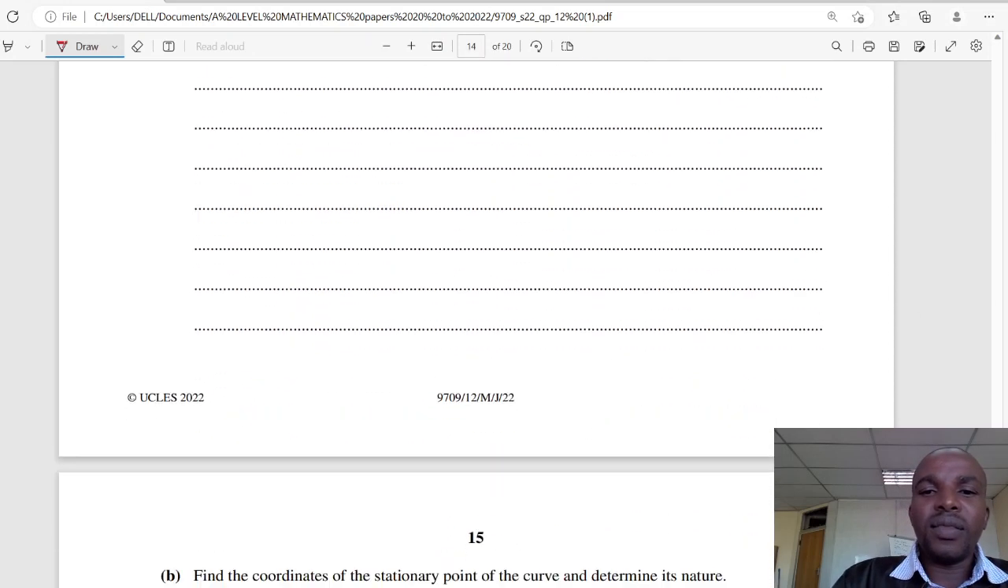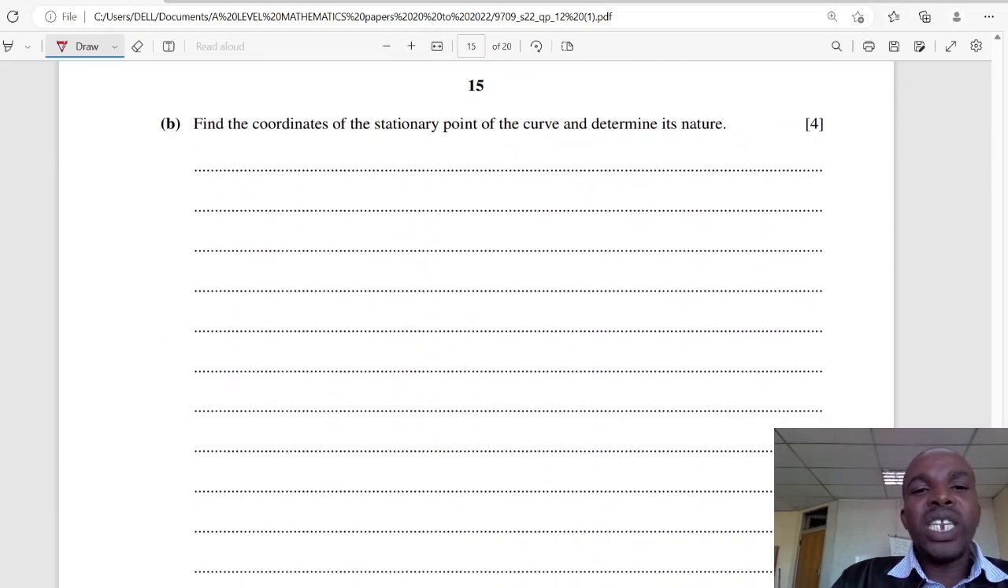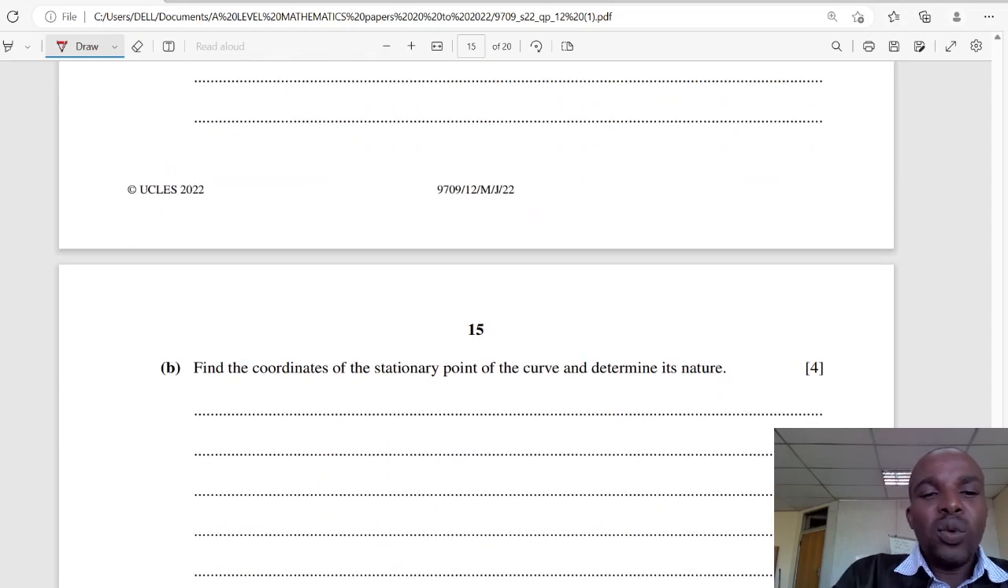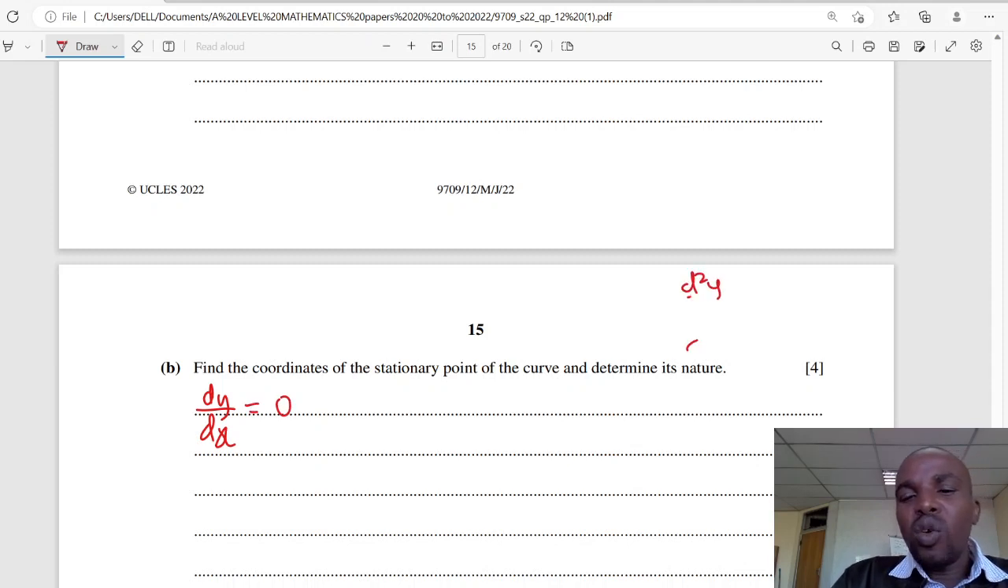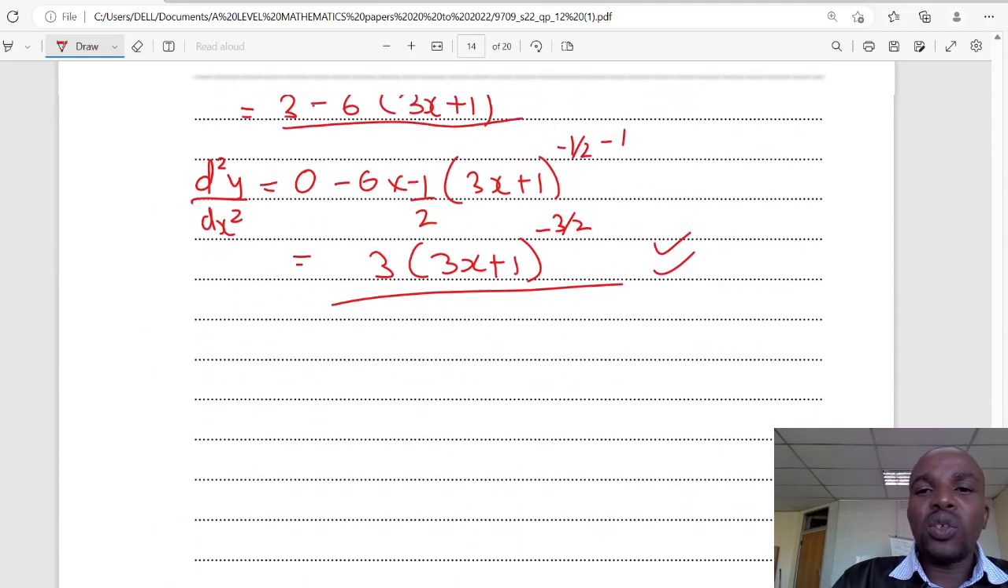This will be your d squared y over dx squared, like this. Next, find the coordinates of the stationary point of the curve and determine its nature. Coordinates: dy dx is equal to 0. Then nature: d squared y over dx squared. If it's greater than 0, it's a minimum. But if it's less than 0, then it's a maximum point, just like that. So let's bring down our dy dx, then say it's equal to 0.